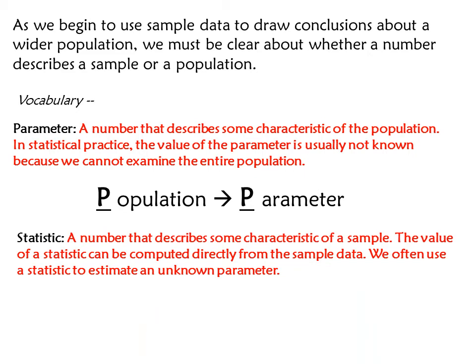A statistic is a number that describes some characteristic of a sample. The value of a statistic can be computed directly from the sample data. We often use a statistic to estimate an unknown parameter. S for sample, S from statistic. A statistic comes from a sample, whereas a parameter comes from the population.